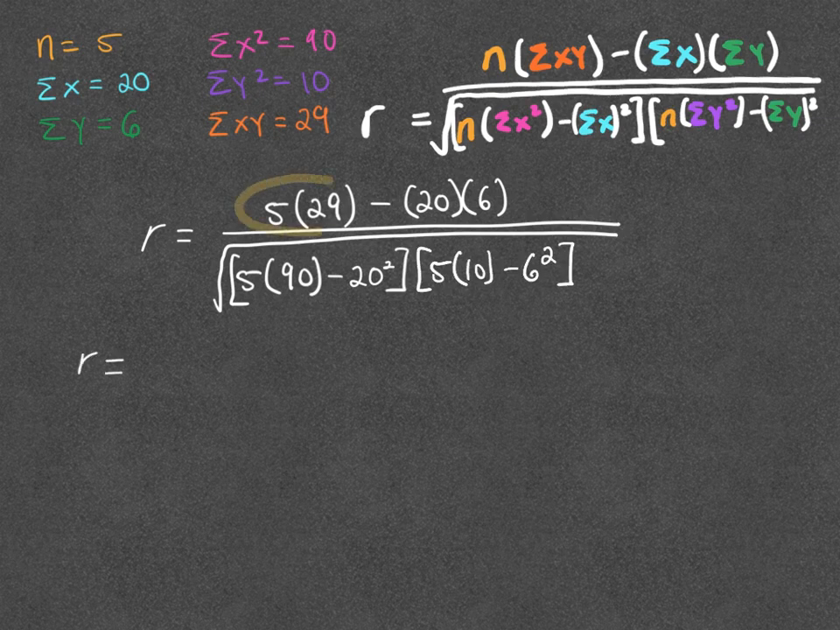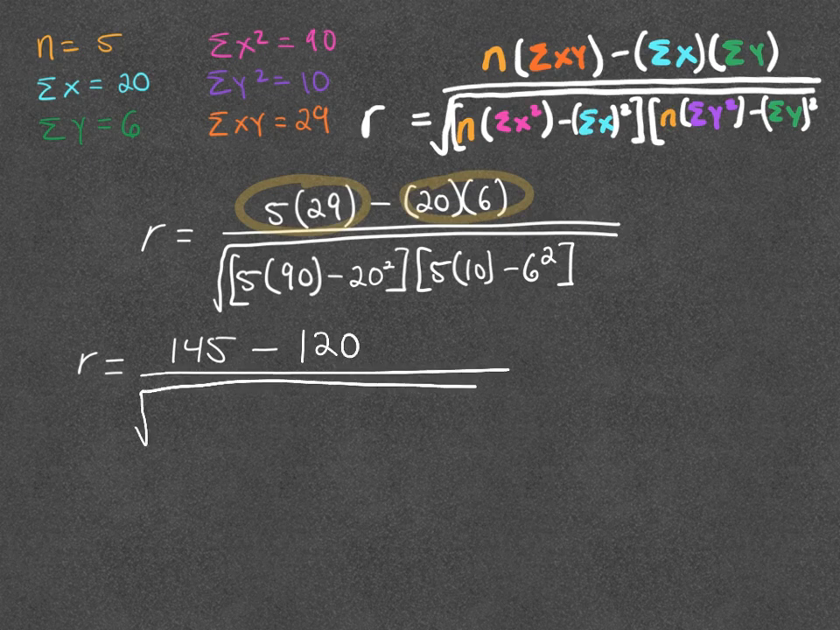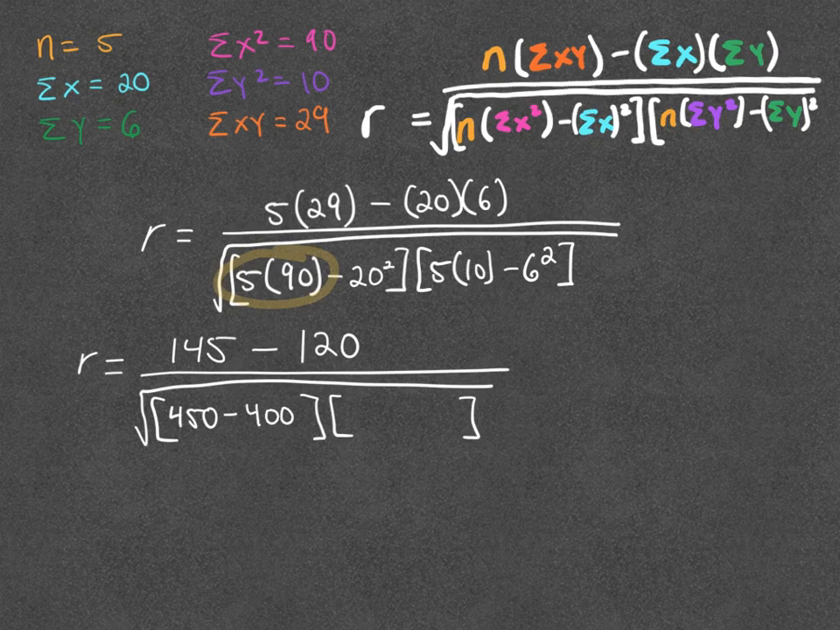Let's start by finding 5 times 29, which is 145. Then I'm going to subtract from that the product of 20 times 6, which is 120. Now I'm ready to move on to my denominator. Next, I'll find 5 times 90, which is 450. And I'll subtract from that 20 squared, which is 400.